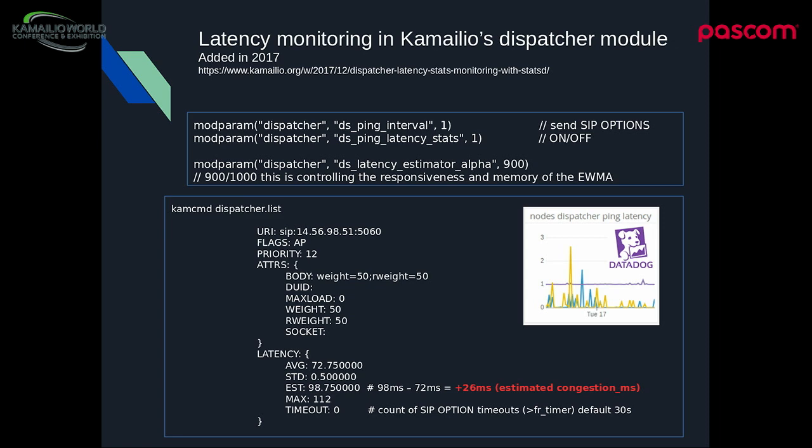So of course, when you reload the dispatcher, you lose the statistics right now. This may not be the best option. Then there is the standard deviation of this average. And then the EST, which is simply an exponentially weighted moving average. You can configure it with the mod parameter DS latency estimator alpha.